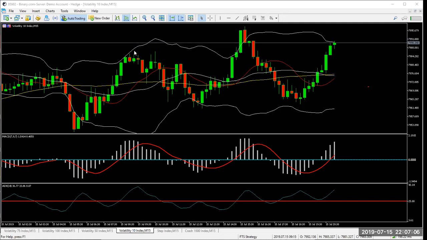For the Bollinger Band, which is this channel, the function is simple. It serves three functions, and the three functions are entry, exit, and take profit. Do you understand?